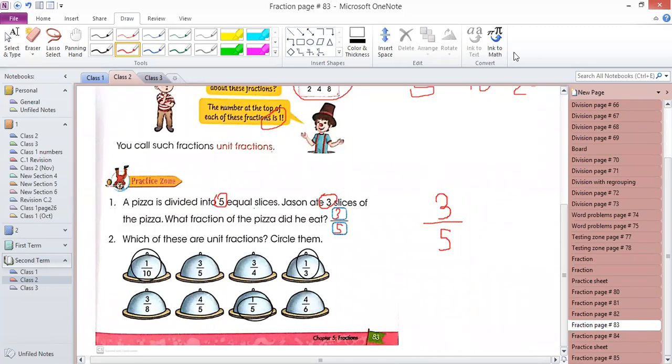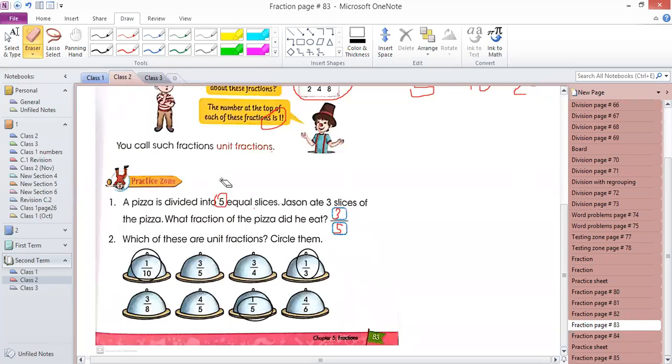But guys, if the question asks what fraction of the pizza he did not eat, then out of 5 pieces, if he ate 3, that means he did not eat 2 pieces. So 2/5 of the pizza he did not eat. But here the answer is 3/5 because we wanted to write the fraction of the pizza he ate. The second question, which of these are unit fractions?